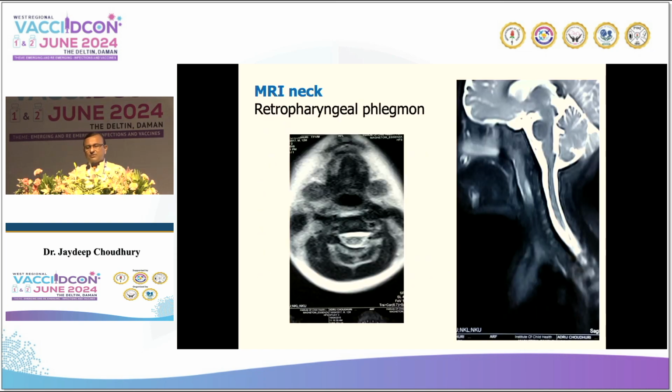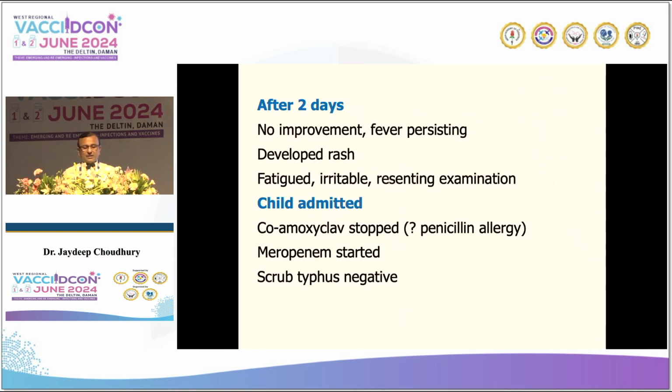Then the child was admitted because there was severe neck pain and the child was refusing to move the neck. Always one must think of retropharyngeal abscess when the child is presenting with neck pain. So MRI was done just to rule out retropharyngeal abscess, and it showed retropharyngeal phlegmon. Now, after 2 days, again no improvement. Co-amoxiclav was stopped because the child developed rash, thinking it's an allergy.